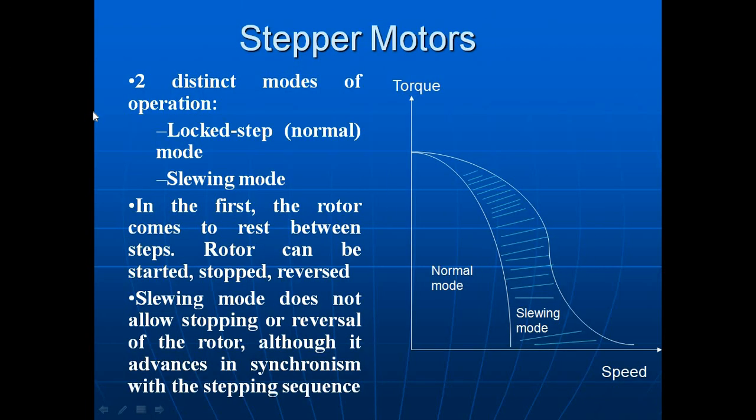Here the stepper motor has two distinct modes of operation: locked step, normal mode, and slewing mode. In the first, the rotor comes to rest between steps. The rotor can be started, stopped, and reversed. Slewing mode does not allow stopping or reversal of the rotor, although it advances in synchronism with the step sequence.